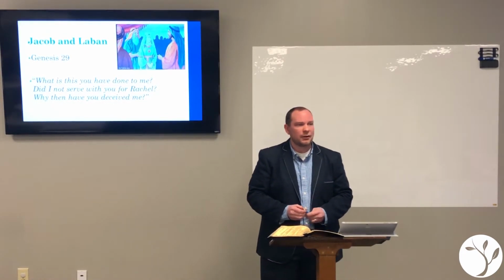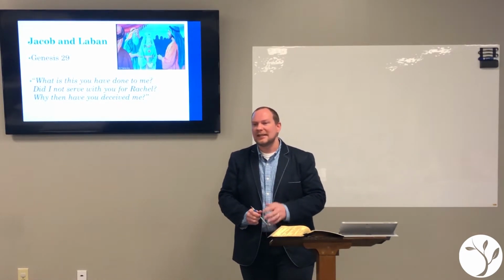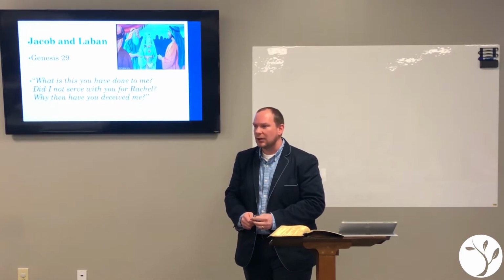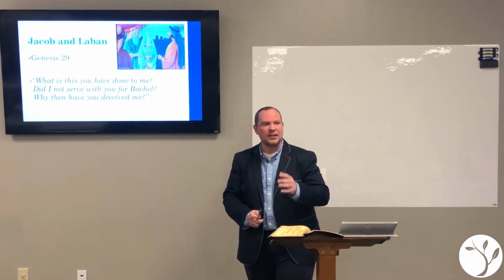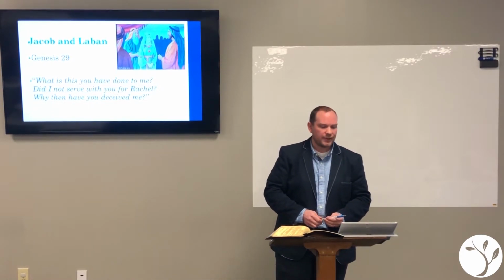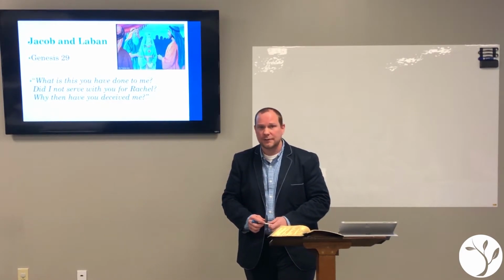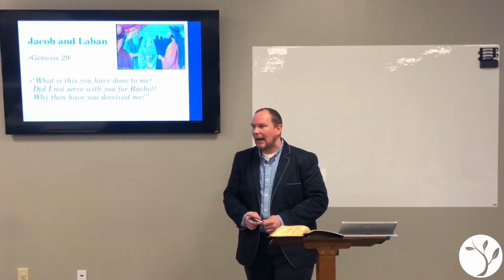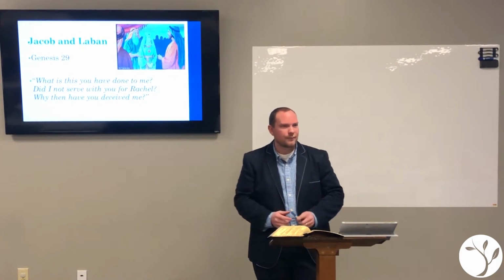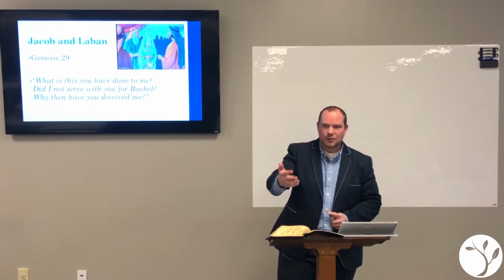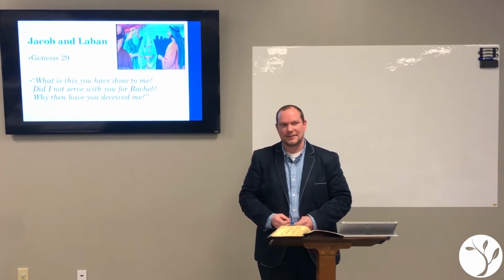And Laban says, you can't work for me for free. What can I do to pay you? And Jacob says, I don't want payment. I just want to marry your daughter Rachel. And so Laban says, okay, you work for me for 7 years, then I will give you Rachel to be your wife. And so Jacob works for 7 years for Laban. At the end of 7 years, he says, all right, time's up. It's time for me to marry Rachel. And so he gives Rachel to Jacob to marry, but tricks him in the process, right?